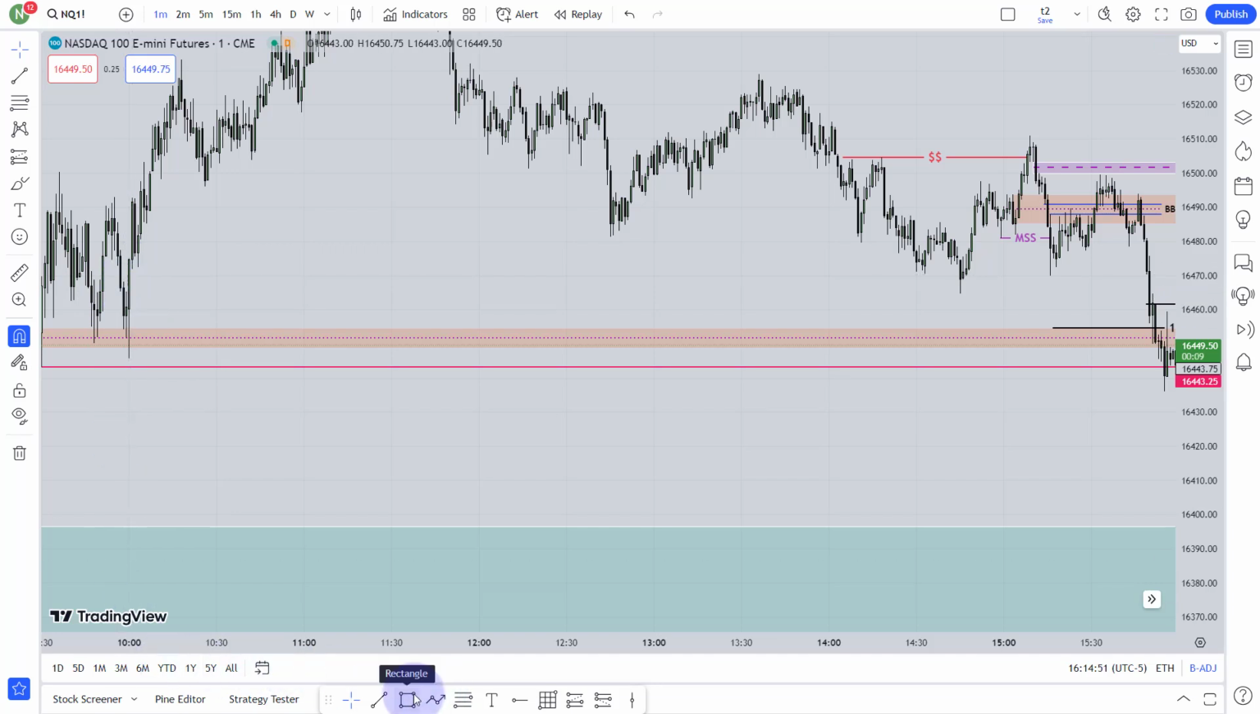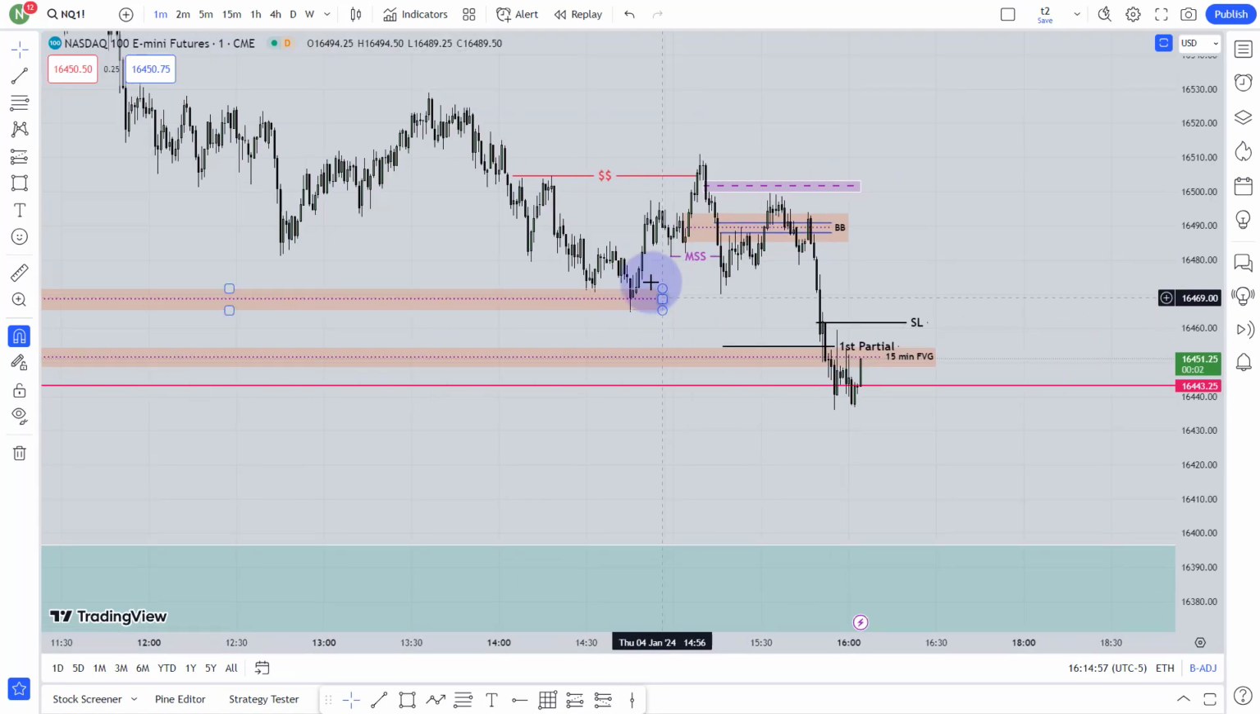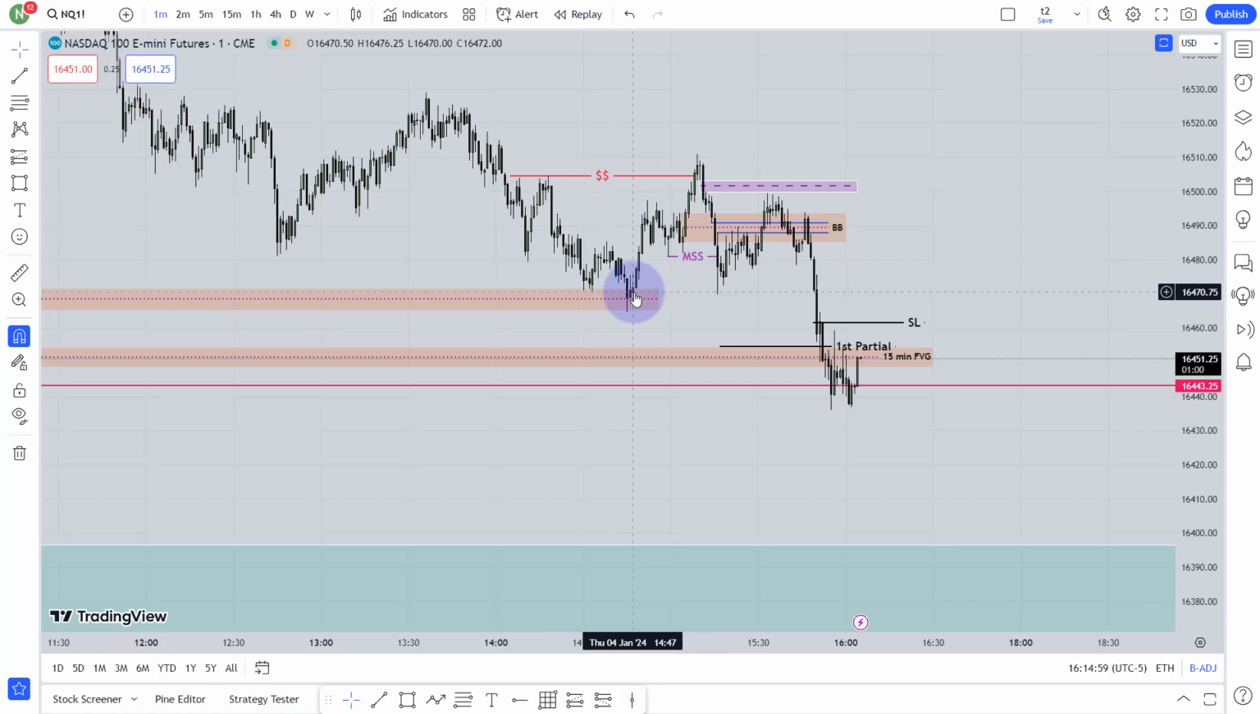Let me mark the last fair value gap from the 1 minute chart, above the 15-minute fair value gap. So this is the 1 minute fair value gap. When price came to this last fair value gap, it went higher and it has taken this buy side liquidity, this high and that high. They are relatively equal highs. Price took the buy side liquidity over here, then fell. Price took the buy side liquidity over here.